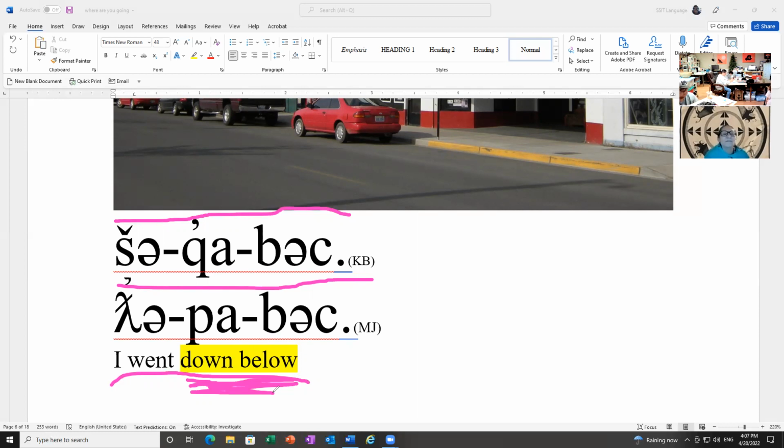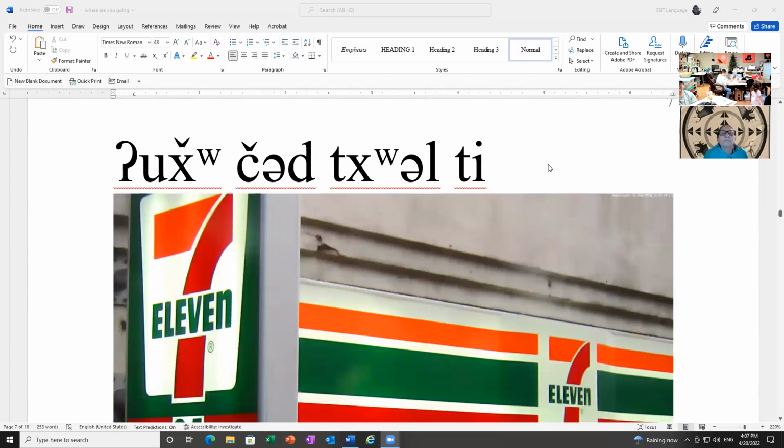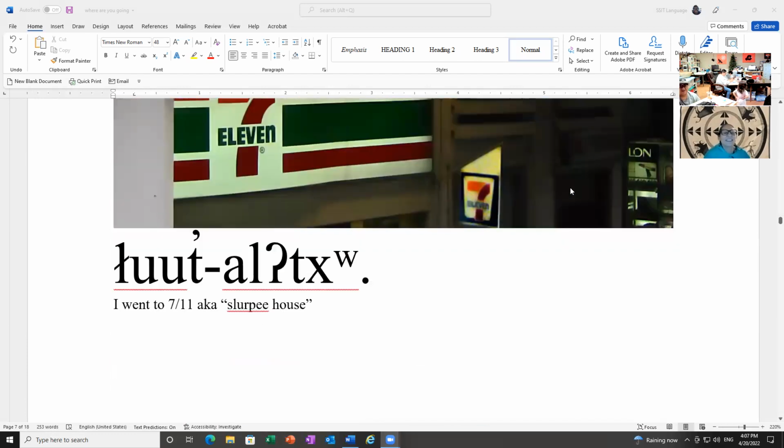I'm doing a different thing on my sheet. And then we also have our new words that we're going to come out with here. We got oh, chud, twal, t, flute, alt. Right? Flute, slurp, alt, house, place of. So the place of slurping.